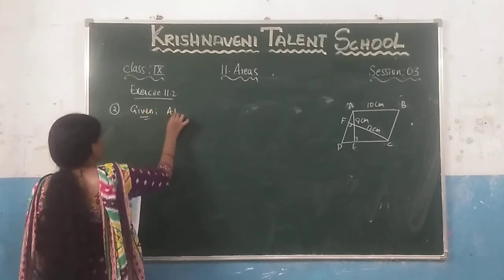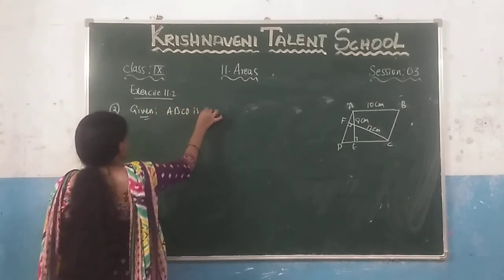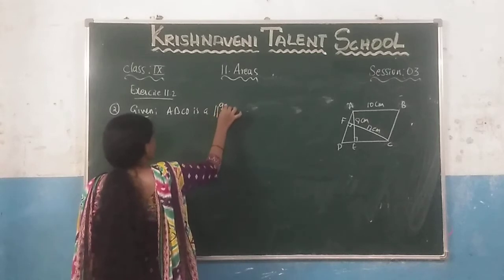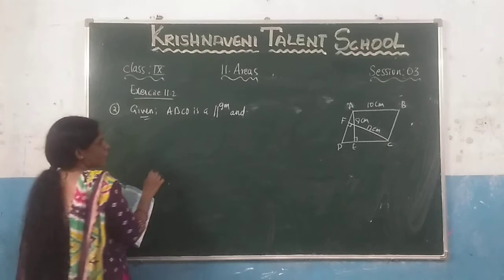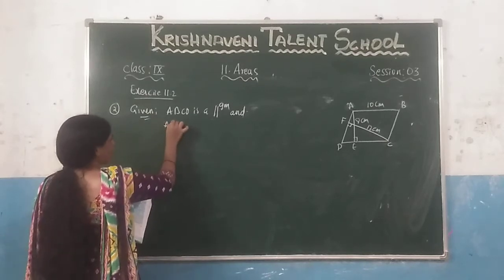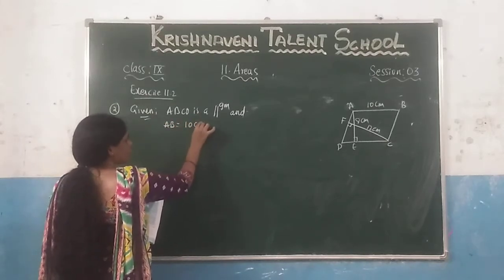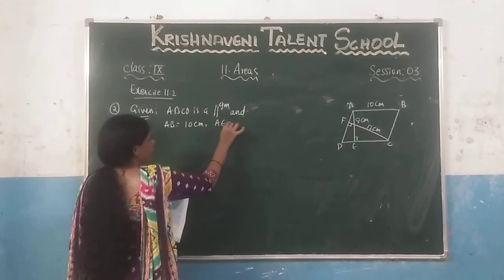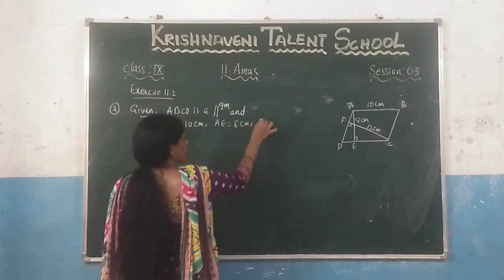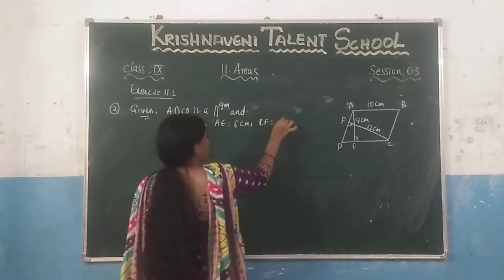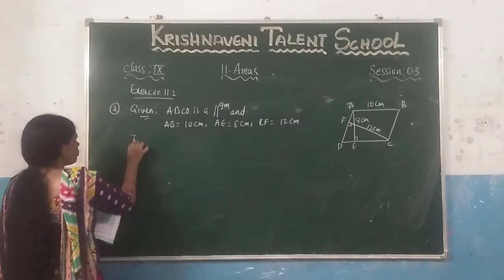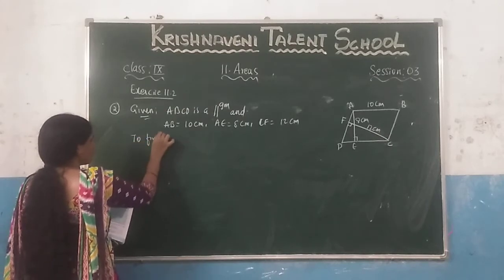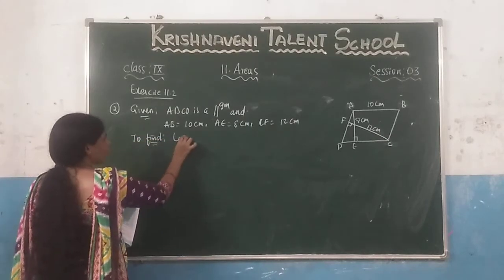What is given here? ABCD is a parallelogram, and what they have given here is the length of AB is 10 centimeters, the length of AE is 8 centimeters, and the length of CF is 12 centimeters. Right? What we need to find here is the length of AD.